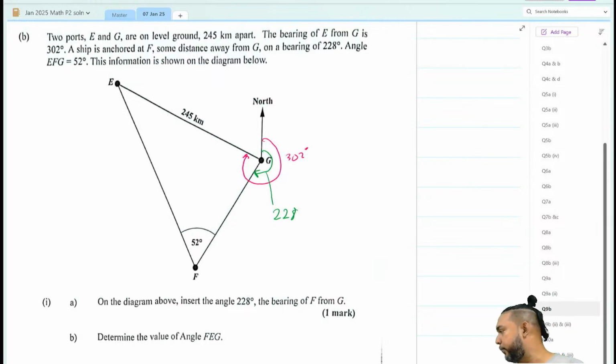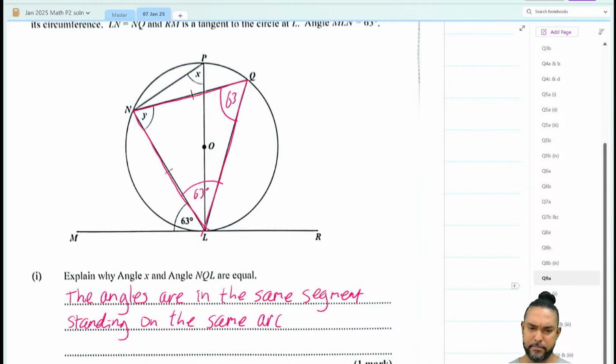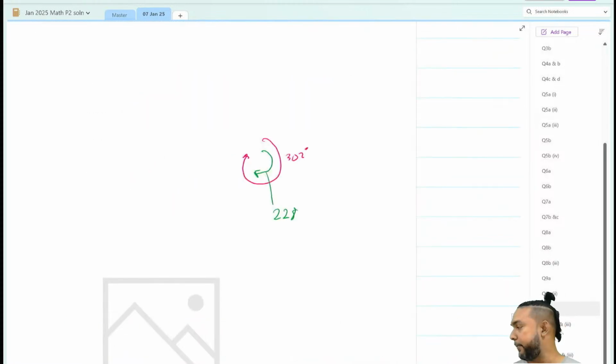Wait, can't Y be 90? No, the whole angle here will be 90, because this is a diameter. A diameter cuts a circle in half. Half a circle is a semicircle, and the angle in the semicircle is 90 degrees. But it's the whole angle there, not just this piece, because that angle is not in the semicircle. All right, Jadon? I hope that helps.